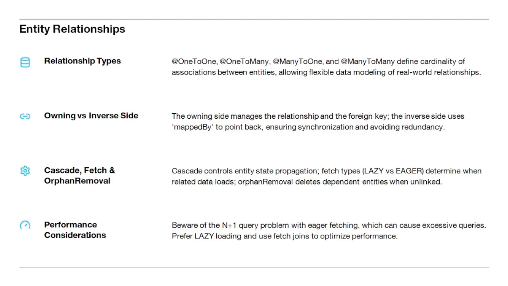Owning versus inverse side. The owning side manages the relation and the foreign key. The inverse side uses mappedBy to point back, ensuring synchronization and avoiding redundancy. The next one is cascade, fetch, and orphan removal. Cascade controls entity state propagation. Fetch, like lazy and eager, like if you want to load at startup or use lazy loading, that concept, determines whether the related data loads. Orphan removal deletes dependent entities when unlinked.